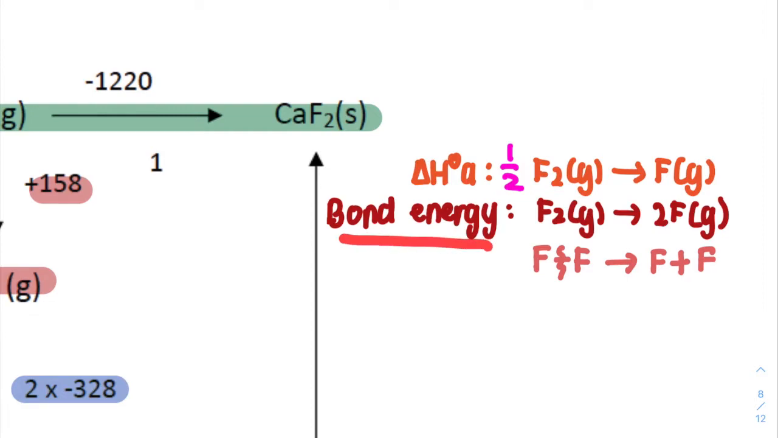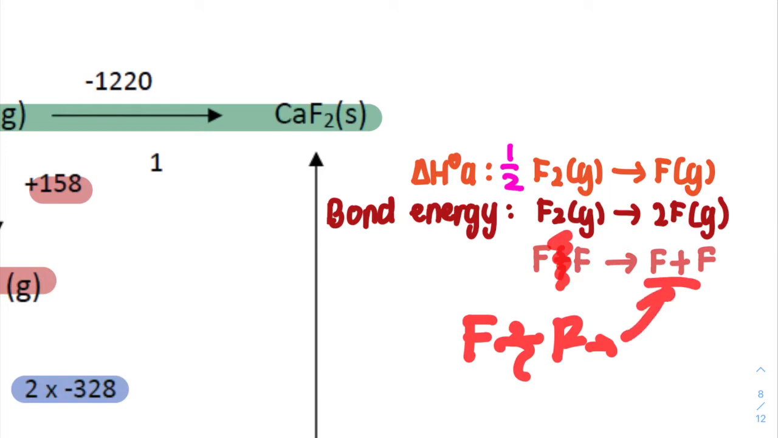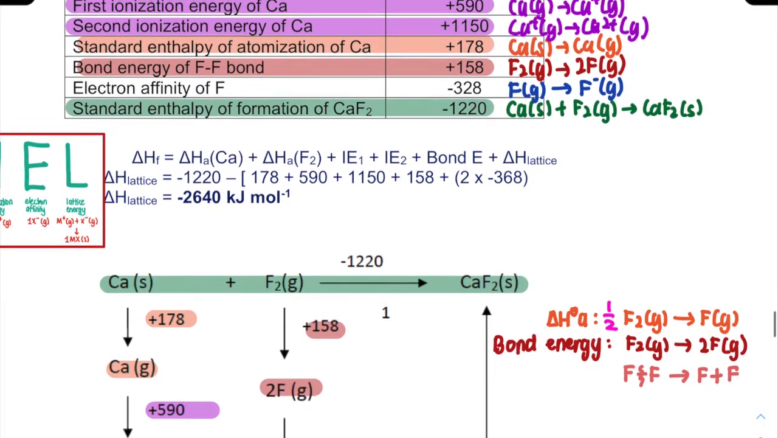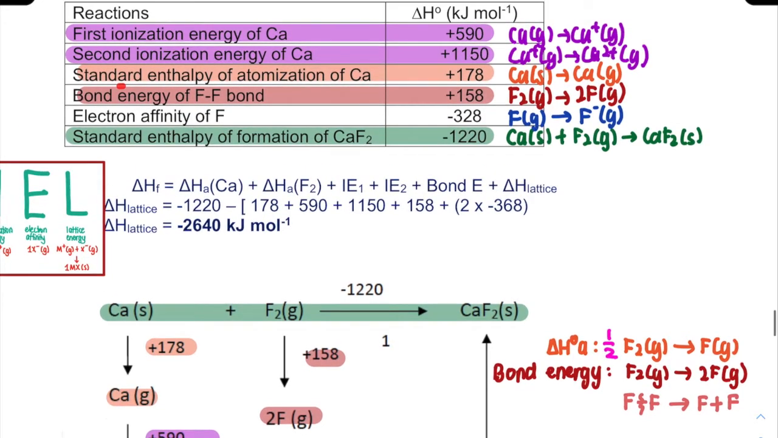But bond energy, what it means is that from our F2, we want to break the bond. So F-F breaks into F plus F, or another way to write it more simply, F2 gas becomes 2F gas. So the enthalpy of atomization and bond energy are two different things. In this case, for our question, it wants the bond energy. So, bond energy is this one. This is atomization. This question wants bond energy. This is a tricky question.